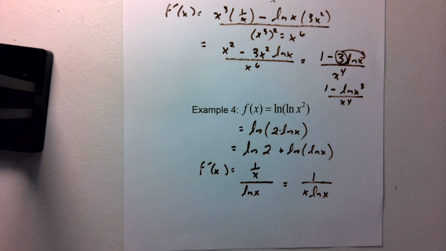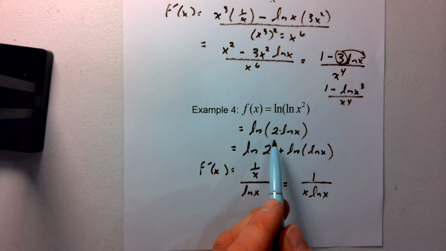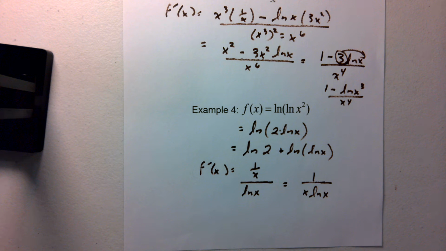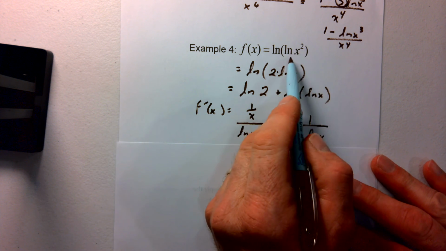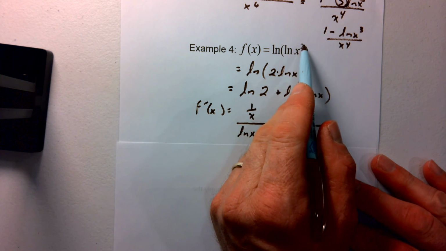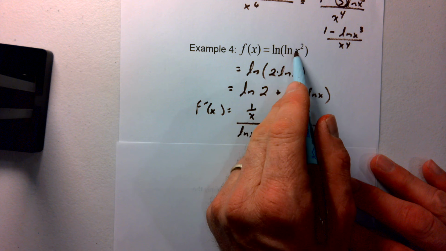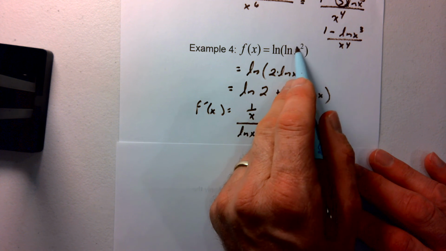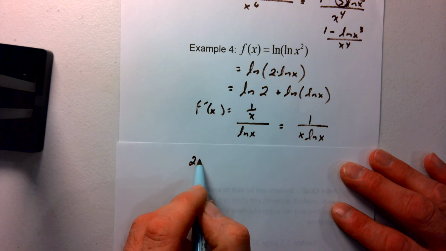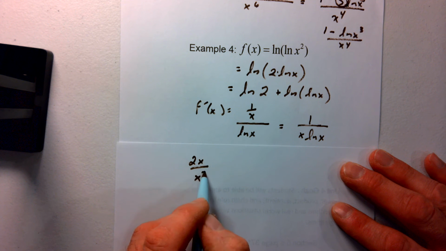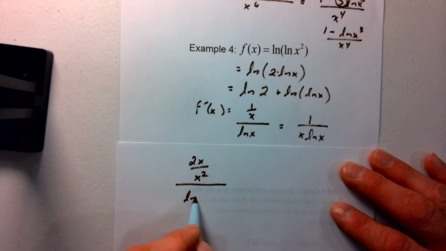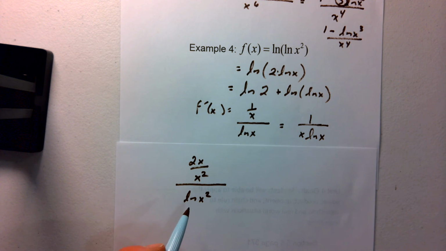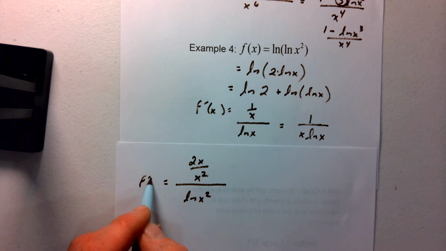Now you may be asking yourself, well, what if I don't remember to do that? What happens with that? Well, I could have then taken the derivative of the natural log of x squared. Derivative of natural log of x squared, well, I take the derivative of that, which is 2x over x squared, and then divide it by the function, natural log of x squared. If that makes, hopefully, a little bit of sense.